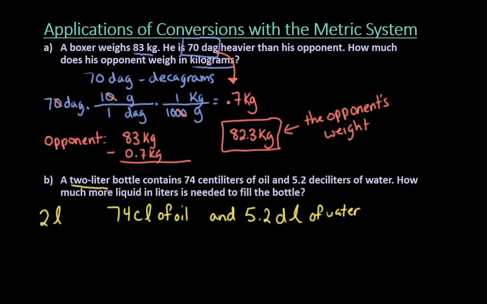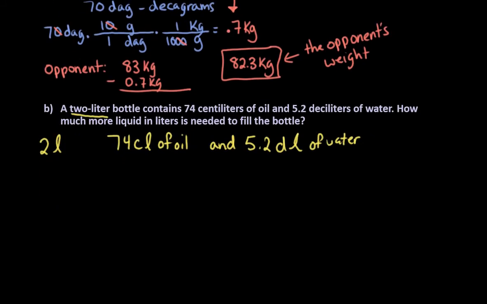So the first thing that we want to do is convert our 74 centiliters to liters. So we're going to divide by centiliters and liters. And we know that there are 100 centiliters in 1 liter. So I would just do 74 divided by 100, which ends up giving us 0.74 liters. So we know that there's 0.74 liters of oil.